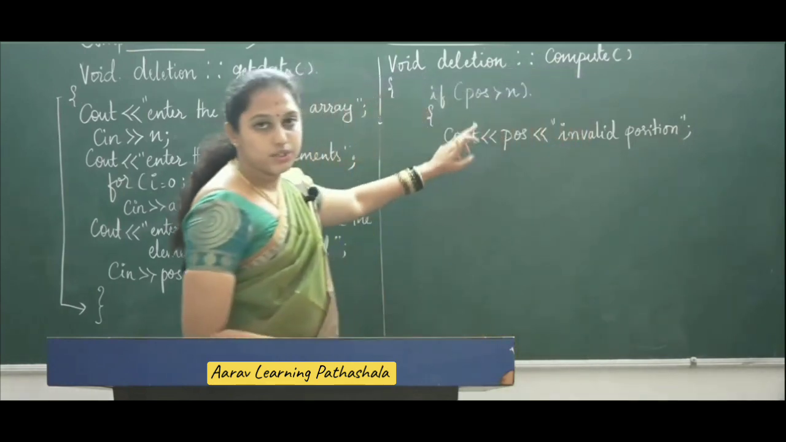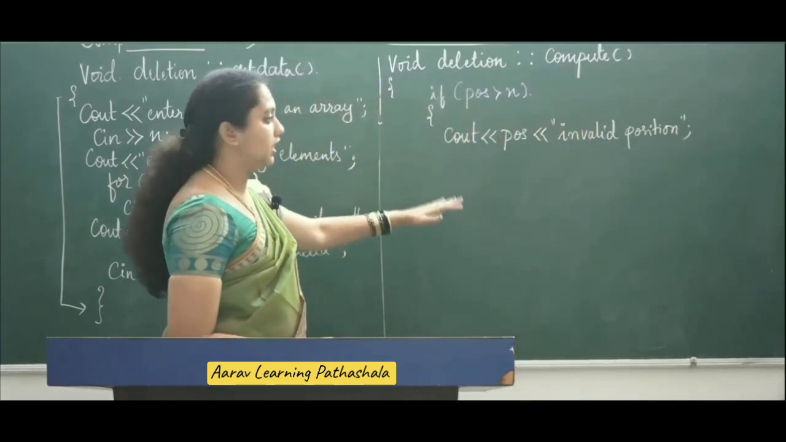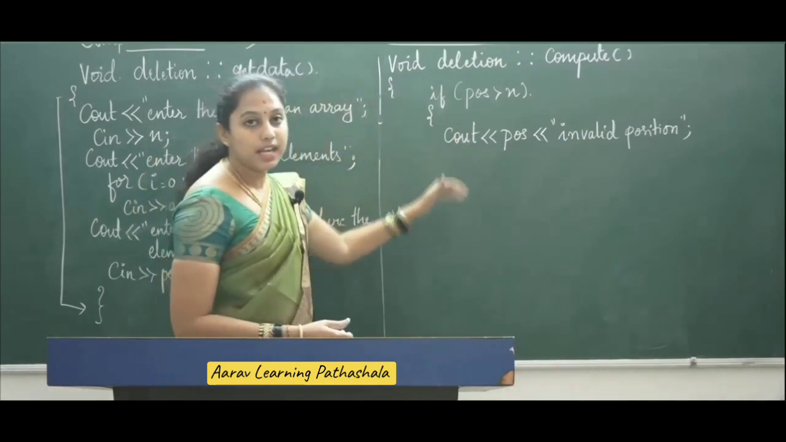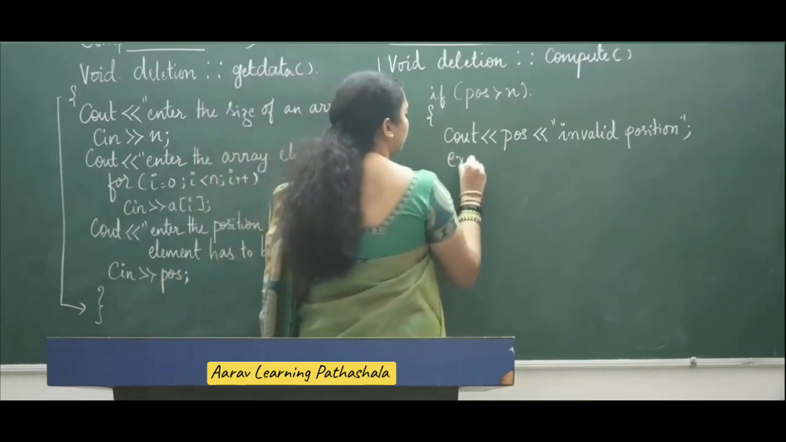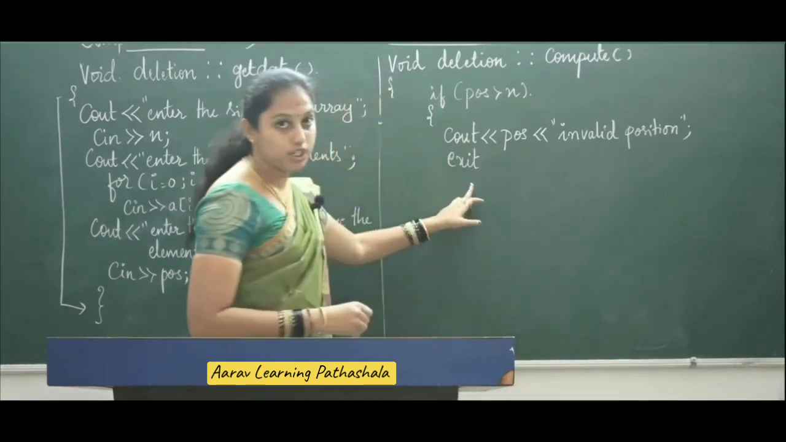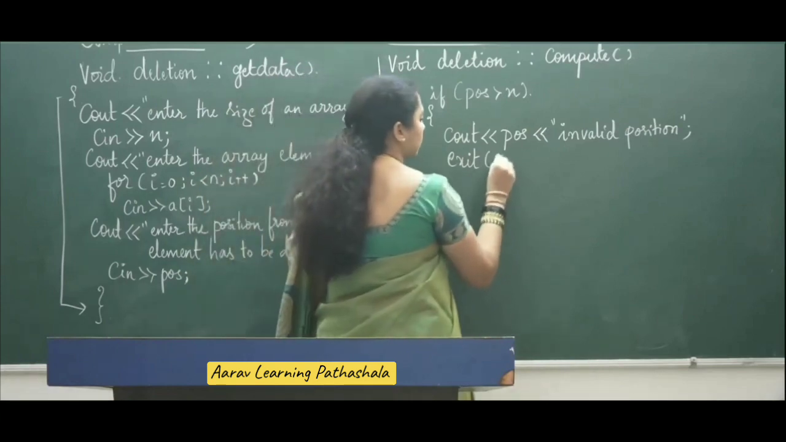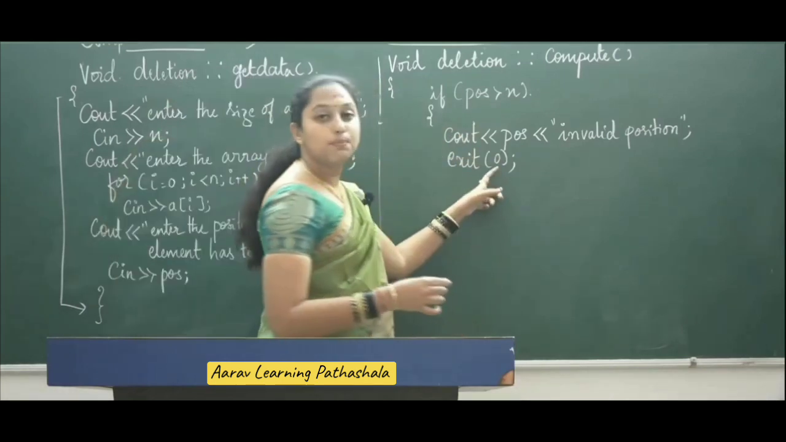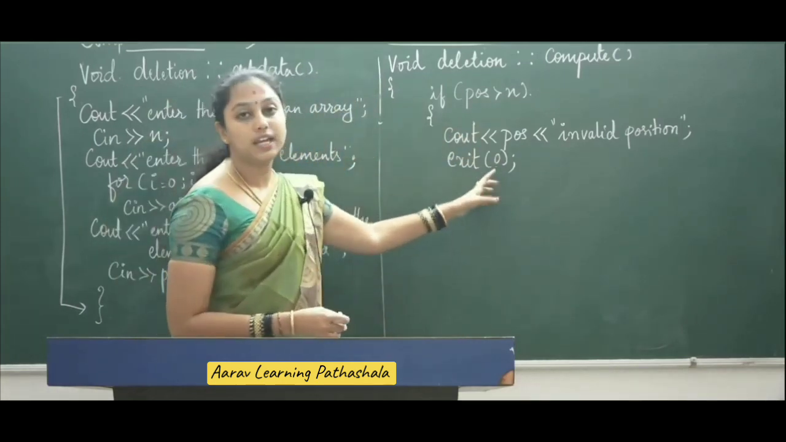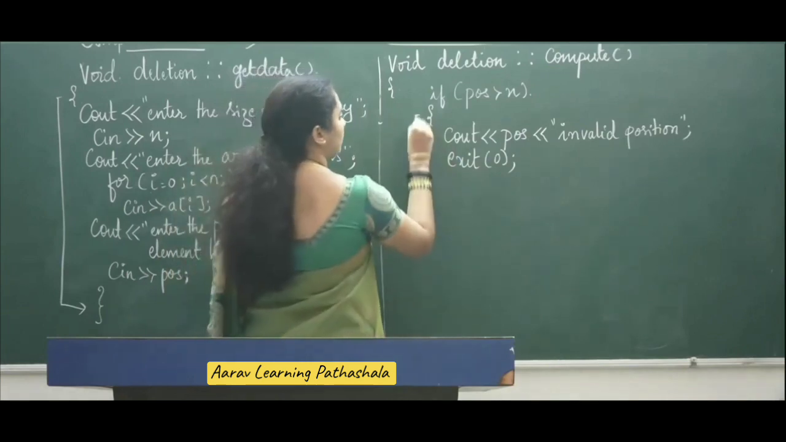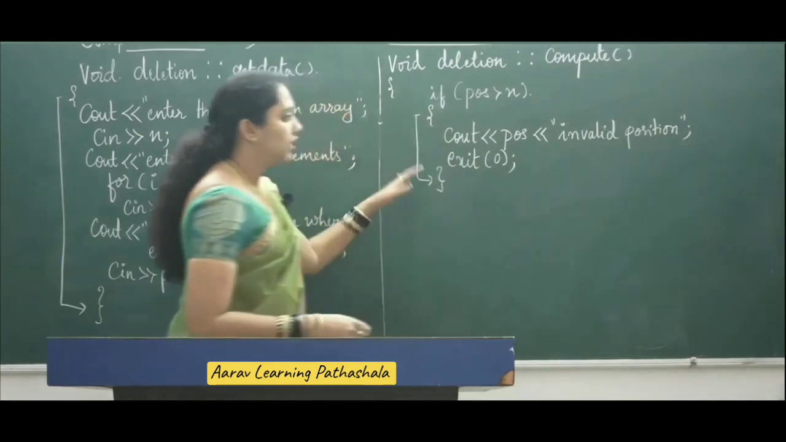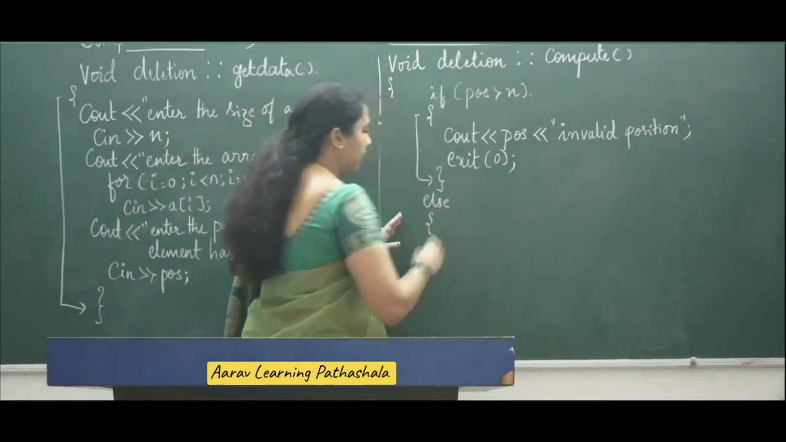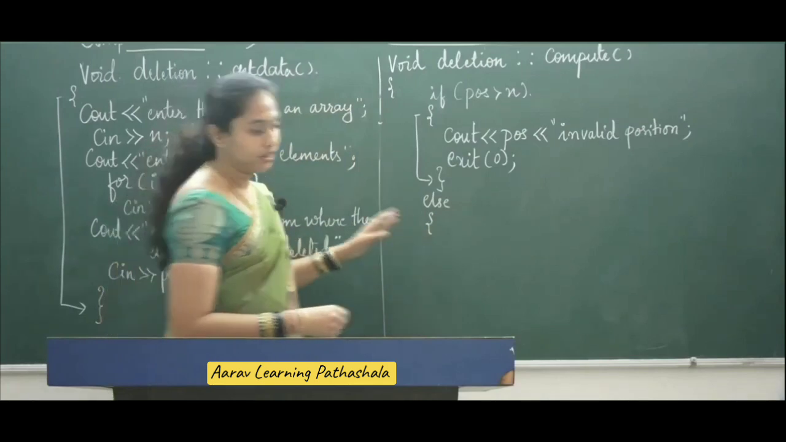So if this condition is true, what we have to do? We have to exit from this particular point, that is, we have to terminate the program execution. So for that, we have to use the exit function with the return code 0. So this return code 0 exits a program without any error messages. Close this condition. If this condition is false, else we can delete an item.